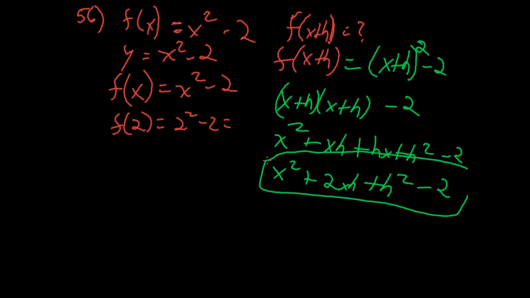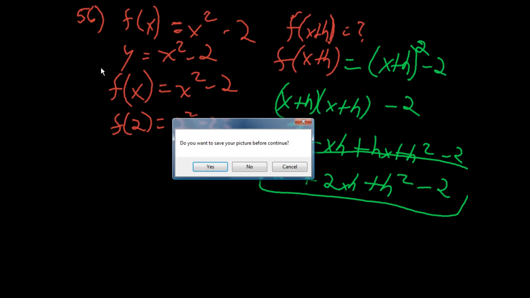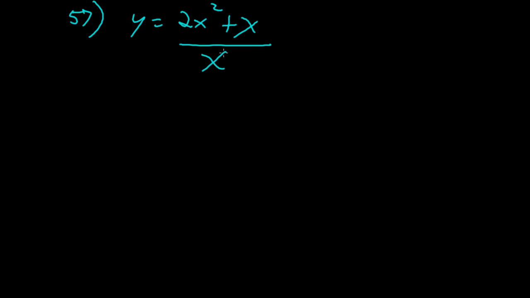So we'll go on to question number 57. And 57, so let's just clear this really quickly. 57. Alright, so it says, which of the following is the graph in the standard xy coordinate plane of y is equal to (2x squared plus x) divided by x? And then each choice has a graph that you have to match this up with.